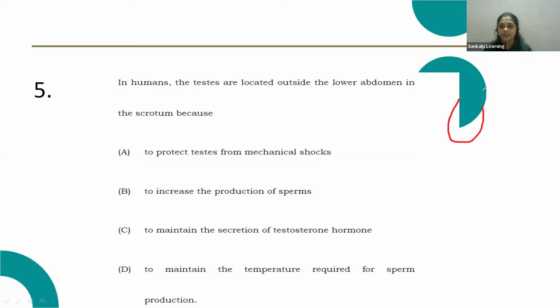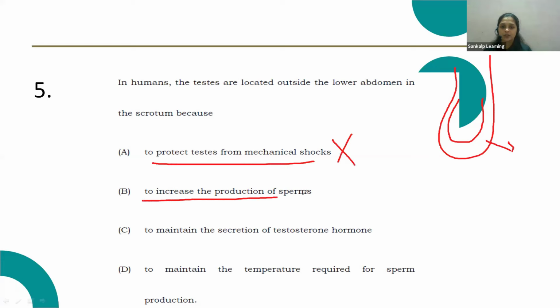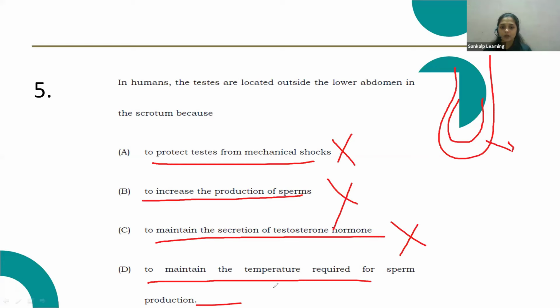The pair of testes are located inside the sac-like structure just outside the lower abdomen, because these testes require a lower temperature than our body temperature to produce the sperms. So here, what is the correct answer? Option D is the correct answer, because clearly you can see the answer: to maintain the temperature required for the sperm production.